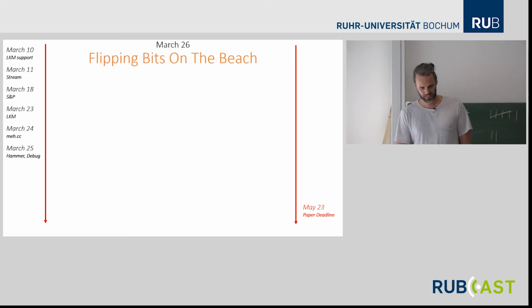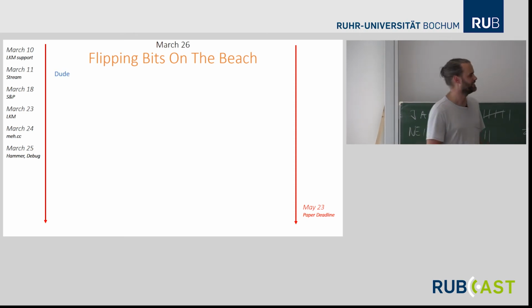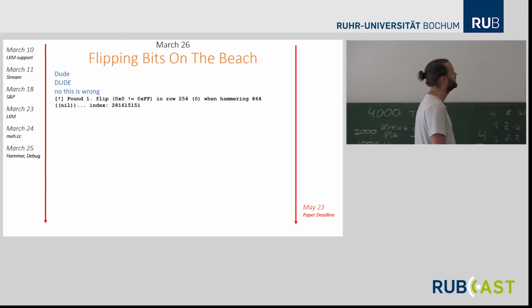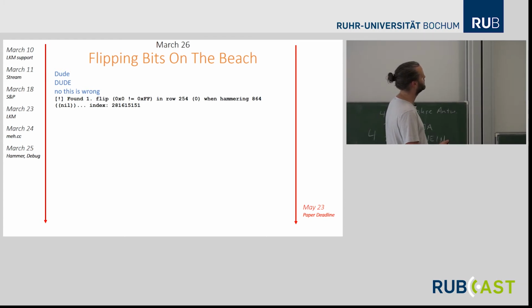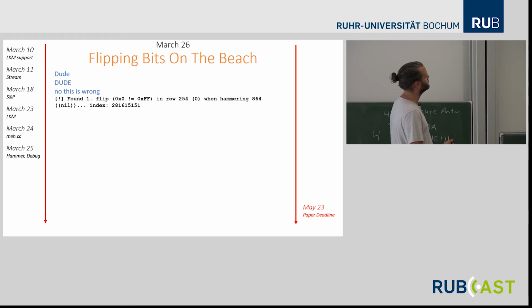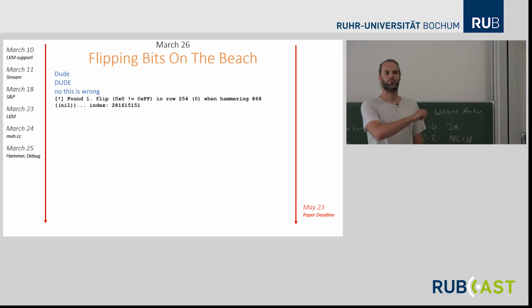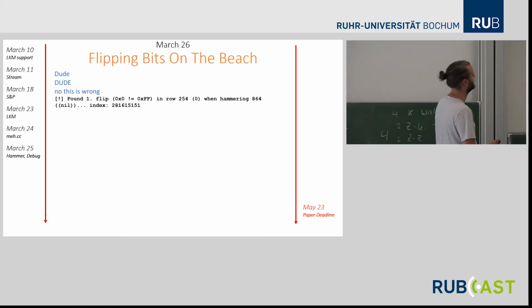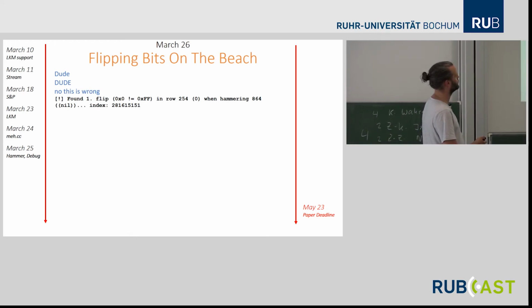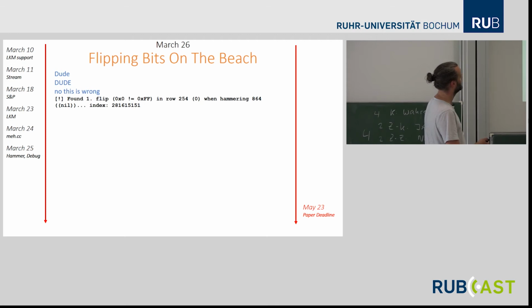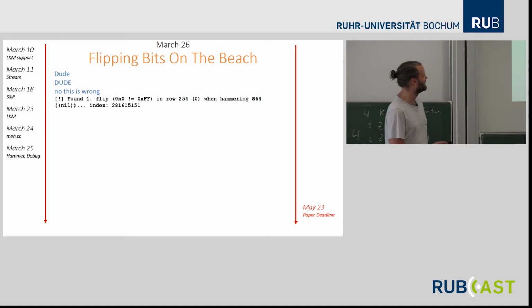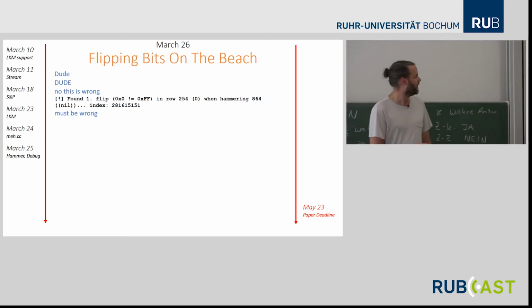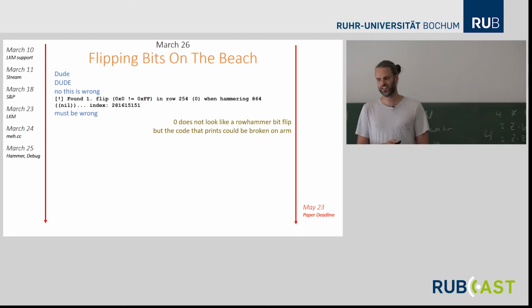I woke up, and I was saying, Kave, this can be wrong. This must be wrong. I was seeing this, found one bit flip, and this should be the original value, and this should be the new value. And then it means that all the bits in a single byte were flipped in row 254, and this should be something else. When hammering, and then here's nil, and then a long index. That must be wrong. Kave agreed, that doesn't look like a bit flip.